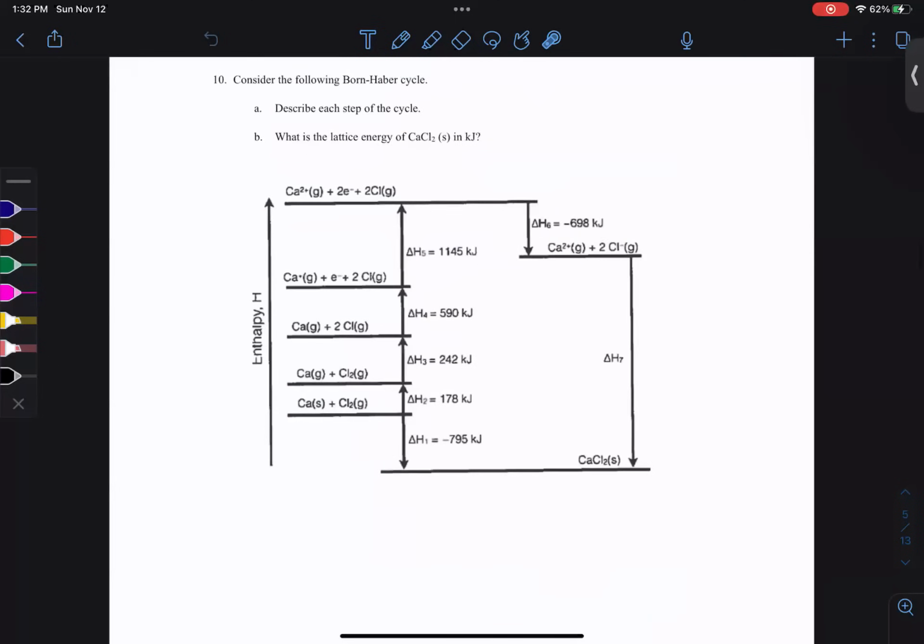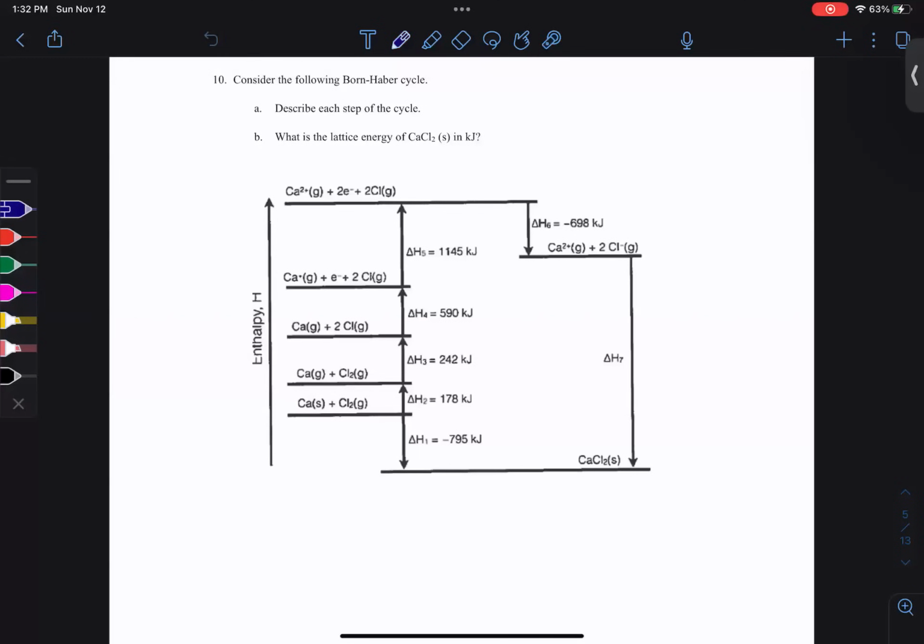The Born-Haber cycle. Yes, the Born-Haber cycle. So, the Born-Haber cycle is a way for us to understand lattice energy, the formation of ionic compounds, a little bit more clearly. This cycle is just utilizing Hess's law: if I add up all the steps to some type of process, those enthalpy values add up to one another. So what we're seeing here is the Born-Haber cycle for the formation of calcium chloride.